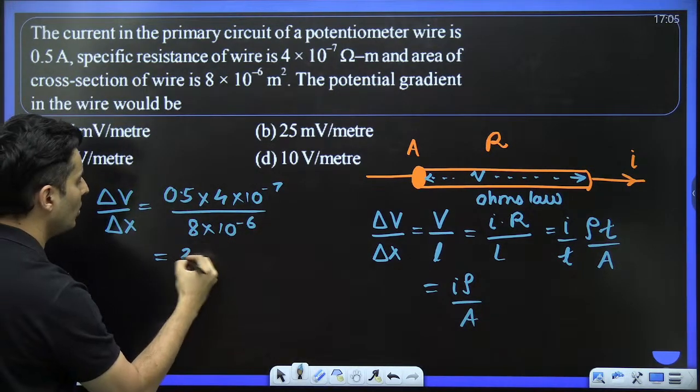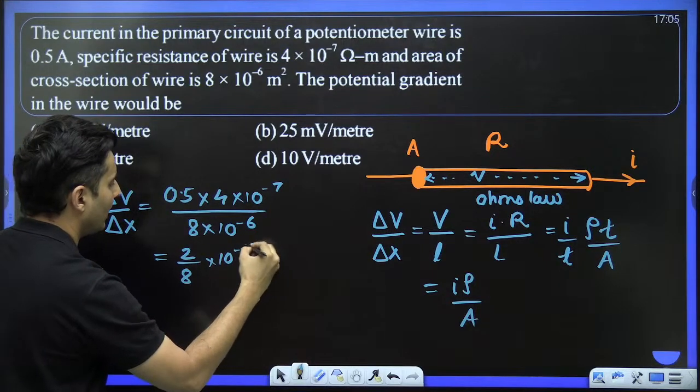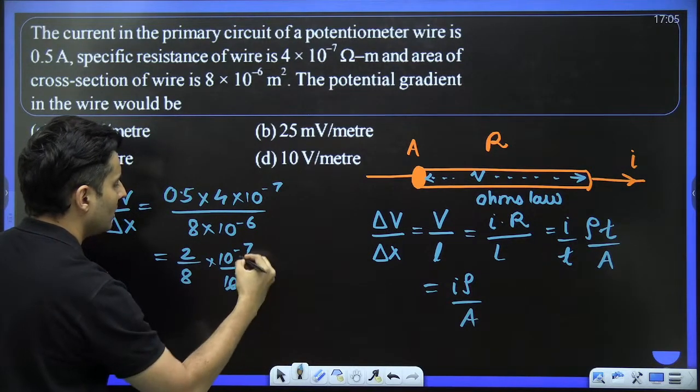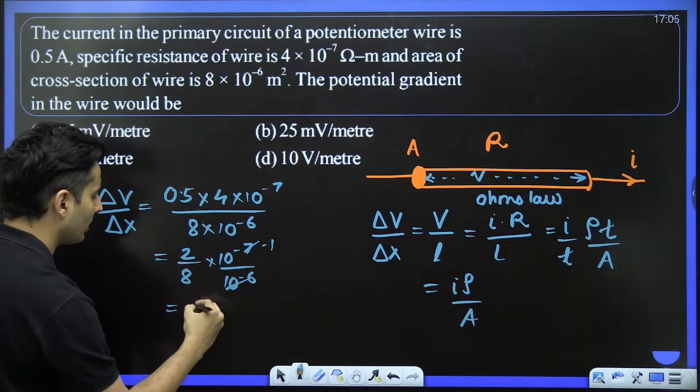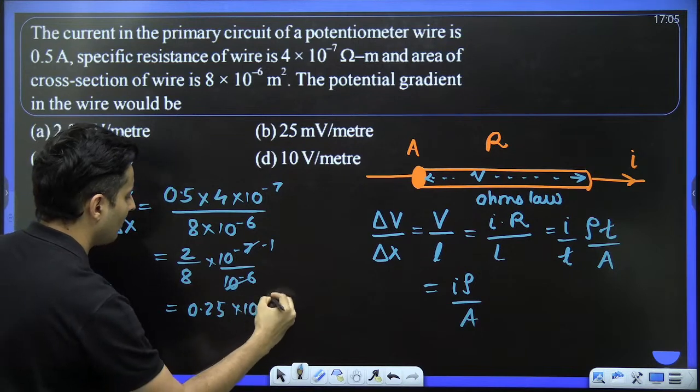0.5 into 4 is 2. So 2 divided by 8, 10 to the power minus 7, 10 to the power minus 6. These will cancel. It will become minus 1 basically. So this will be 1/4. 1/4 is 0.25 into 10 to the power minus 1.